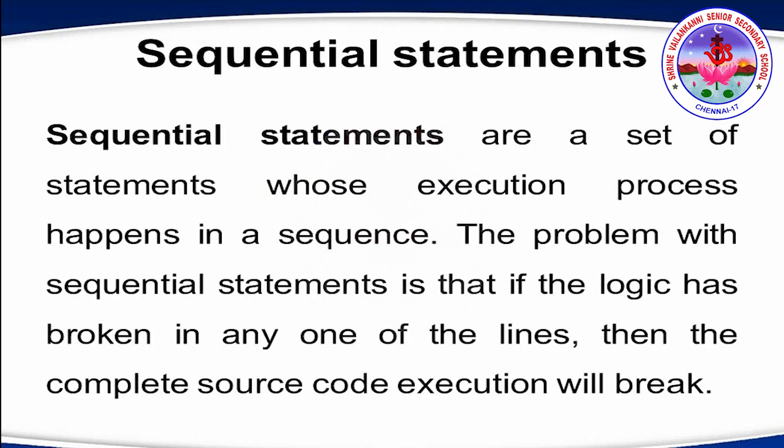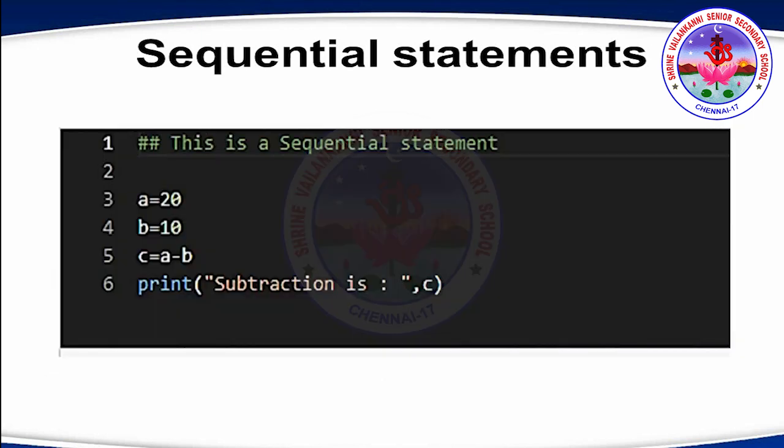Sequential statements are a set of statements whose execution happens in a sequence. So here, if the logic is broken in any one of the lines, then the whole execution will fail. Okay, that is the problem with the sequential model. Let's see an example. Here we have A is equal to 20, B is equal to 10, C is equal to A minus B, print subtraction as C. Okay, so here what happens? A is assigned one value, B is assigned one value, C is calculated as A minus B, and the value of C is printed. So this comes under a sequence. It doesn't need any condition or anything. As soon as the first statement A is equal to 20 is executed, B is equal to 10 is executed, then C is calculated and print C works.